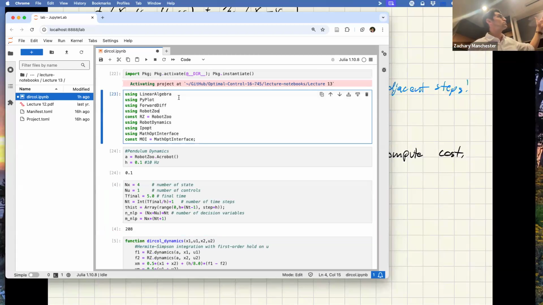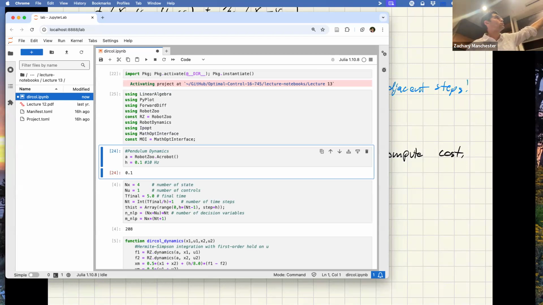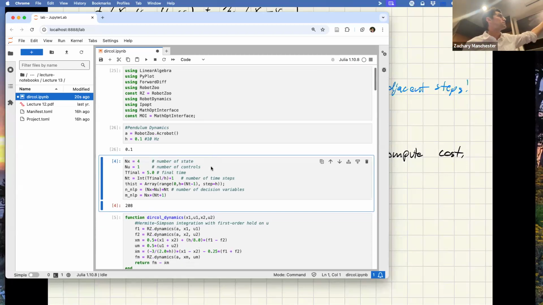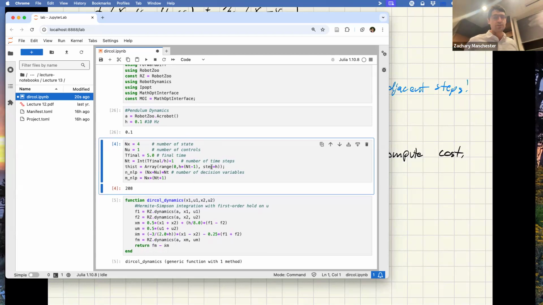Okay, so we're using a bunch of stuff that we've used before, the robot dynamics stuff. We're using IPOpt as our solver. And then this thing, MathOpt interface, is the Julia API for doing nonlinear optimization. It's an API that can call a bunch of different solvers. So that's what we're going to use to write the problem down, and then we're going to call IPOpt. We're going to do an acrobot. This is the double pendulum that we saw last time. We're going to do this at 10 hertz. It turns out you can take really big time steps with collocation, much bigger than you can with DDP, because we're getting more accuracy out of the higher order interpolation. Boilerplate stuff, 5 seconds, the usual.